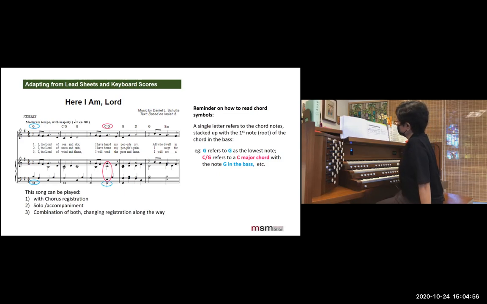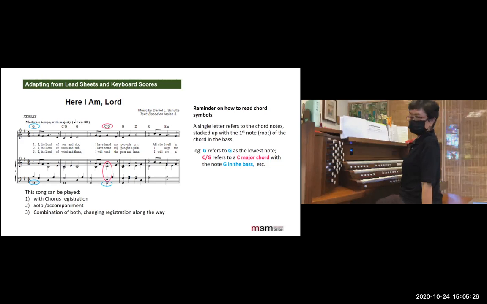So the big notes, the big letters G, usually you just put your pedal down, because that usually refers to the chord plus the lowest note at the bottom. So when you see C and G, which means a C chord, G at the bottom, or you can play. Okay, so that's how to read lead sheets.